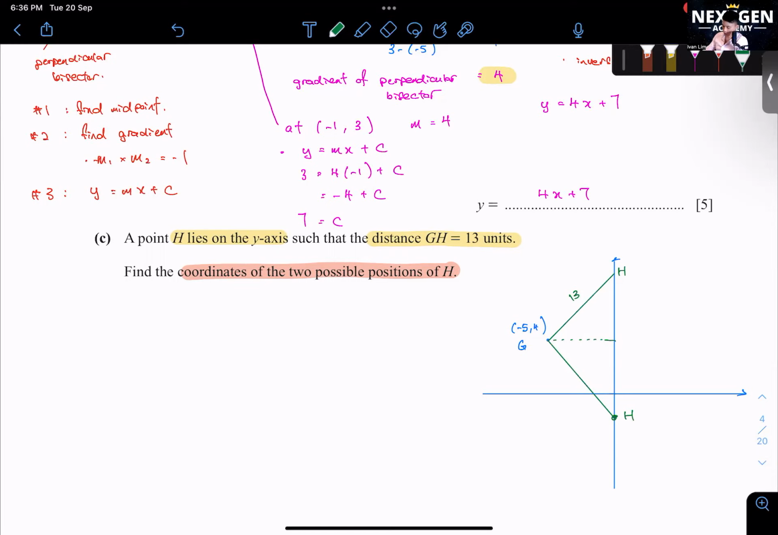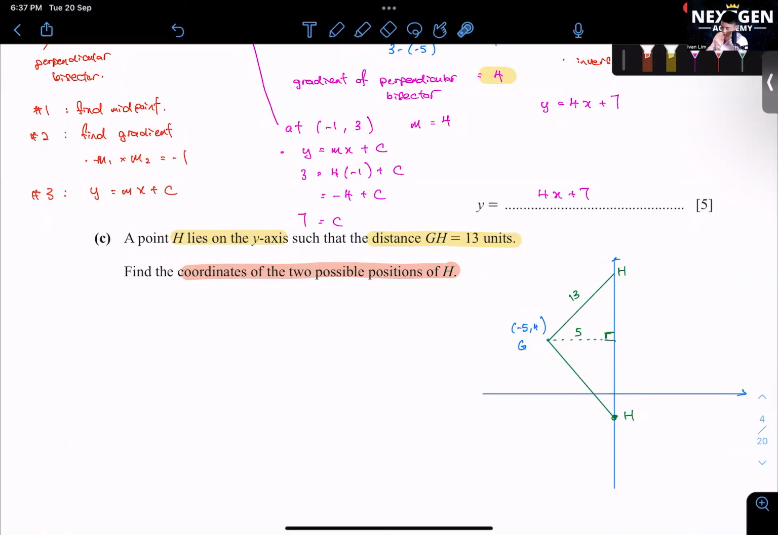Okay, you use Pythagoras theorem. So I know that this one, I can draw it as a horizontal line, and this unit is 5. Can you see? Because of the -5. So my x units is 5. They give us this 13 from the question itself. They say distance of GH, but I don't know if H is here or here. It can be up here, it can be down here. That's why I got 2 possible positions.